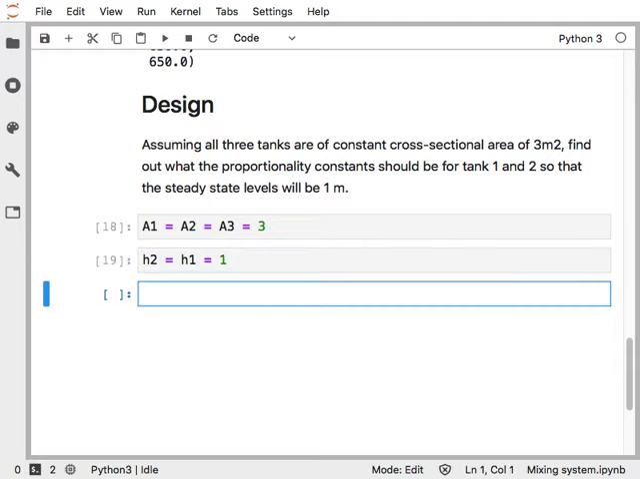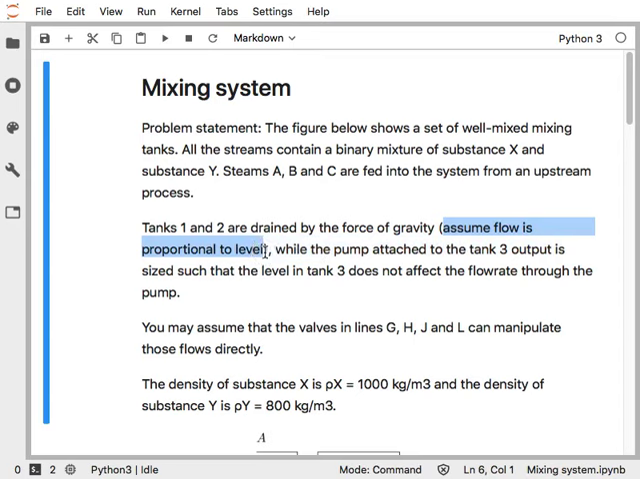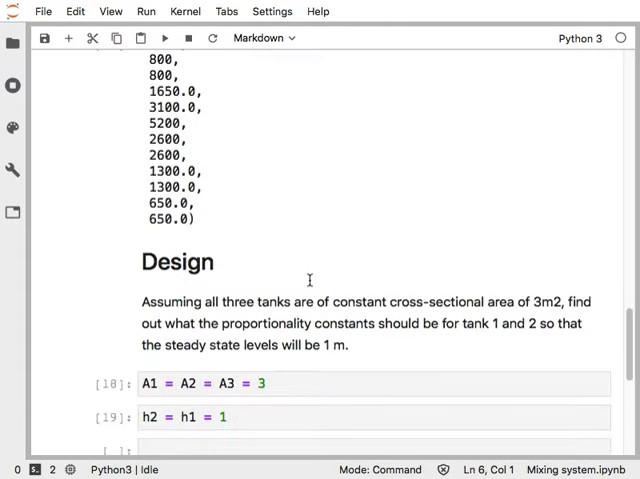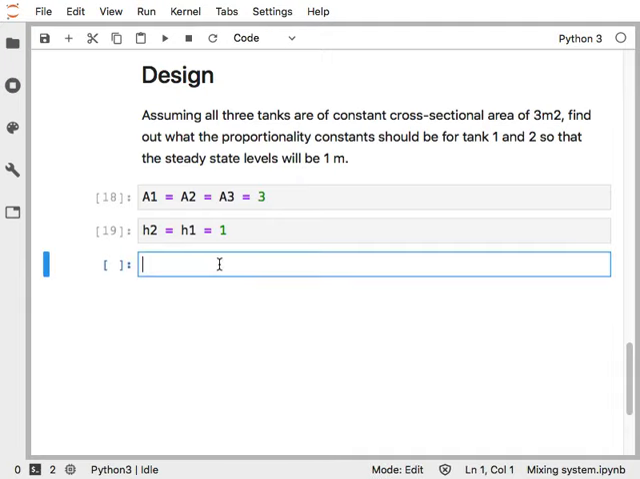And so now we're called upon to calculate the discharge coefficients. So the original problem statement says assume flow is proportional to level, right? And so we are given a level that says that the steady state levels are 1 meter. And so we now know from the flow idea, the idea was that we had something like this, right? That was what that line implied to us.